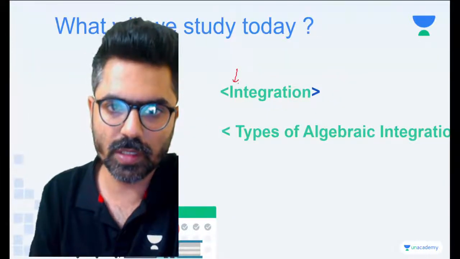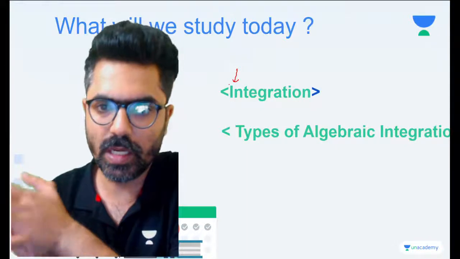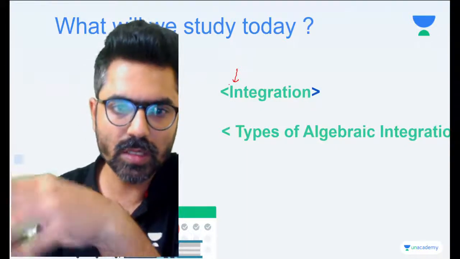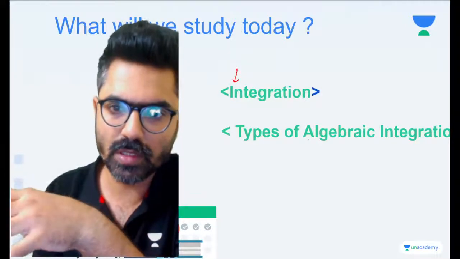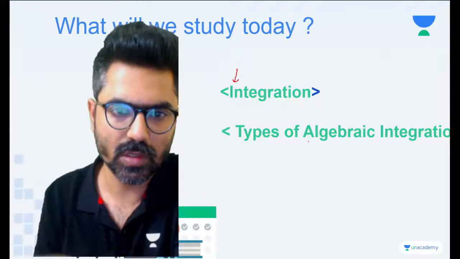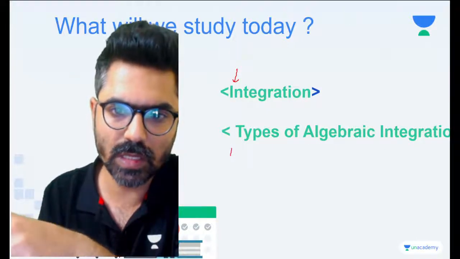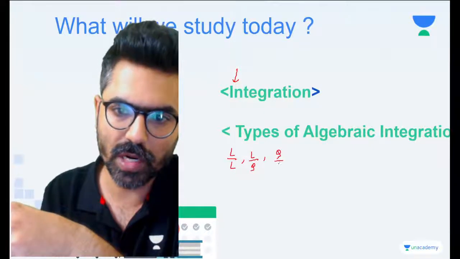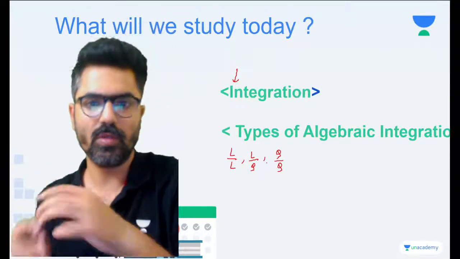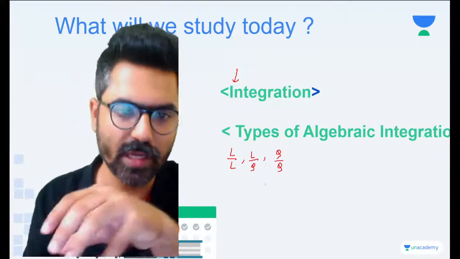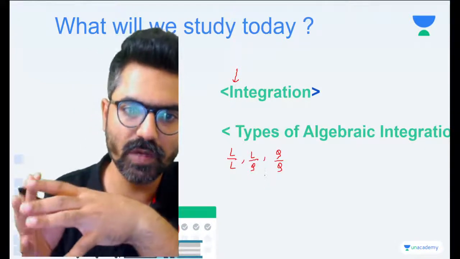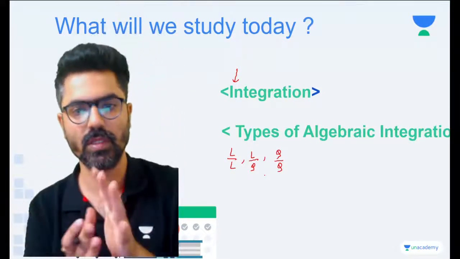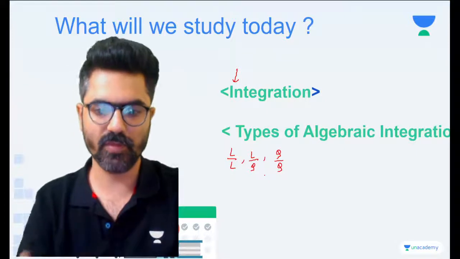Today's topic which we are going to discuss is integration. In integration there are actually many types: algebraic, trigonometric, and in algebraic also there are subtypes. Today we are going to discuss a few subtypes of algebraic integration, like linear by linear, linear by quadratic, and quadratic by quadratic. Some integrations will also be converted into these types.